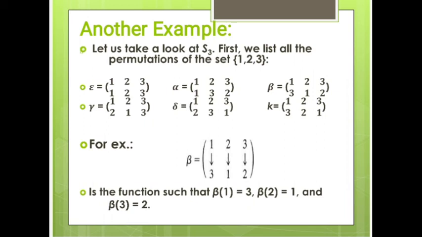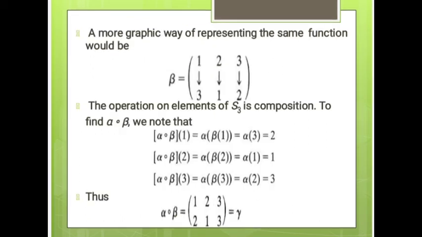For example, we have beta is equal to 1, 2, 3, 3, 1, 2. It is the function such that beta 1 is equal to 3, beta 2 is equal to 1, beta 3 is equal to 2. A more graphic way of representing the same function would be like this. The operation on elements of S sub 3 is composition.